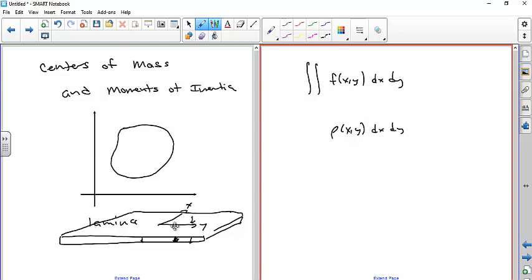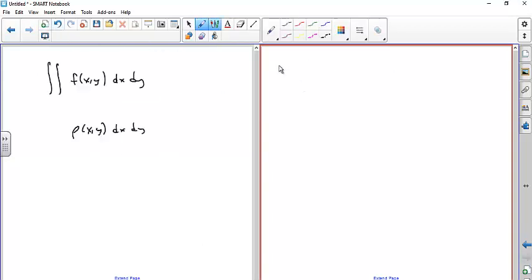So we start off with mass, and in a general sense, if something's uniform, the mass is equal to the density of the object times the volume. So density typically has units of kilograms per meter cubed, and volume would have units of meters cubed.